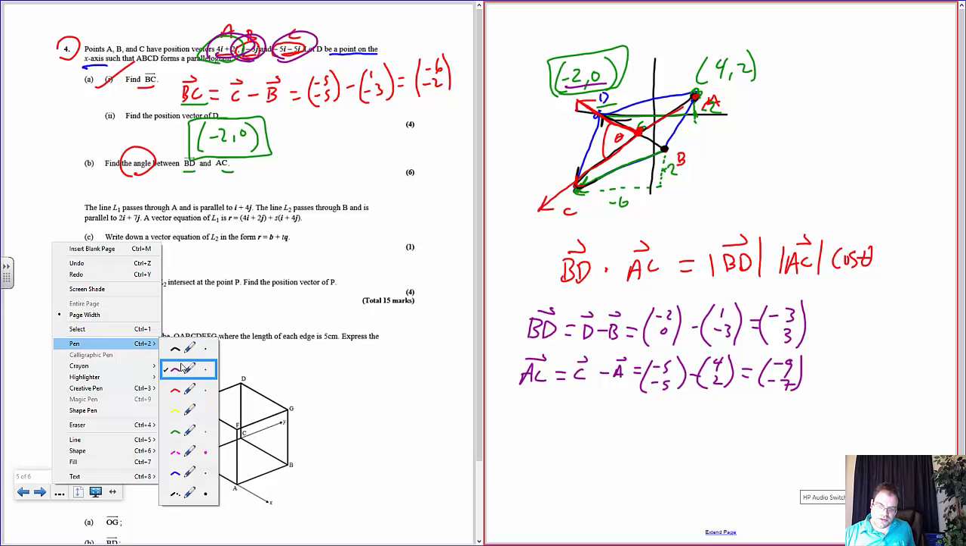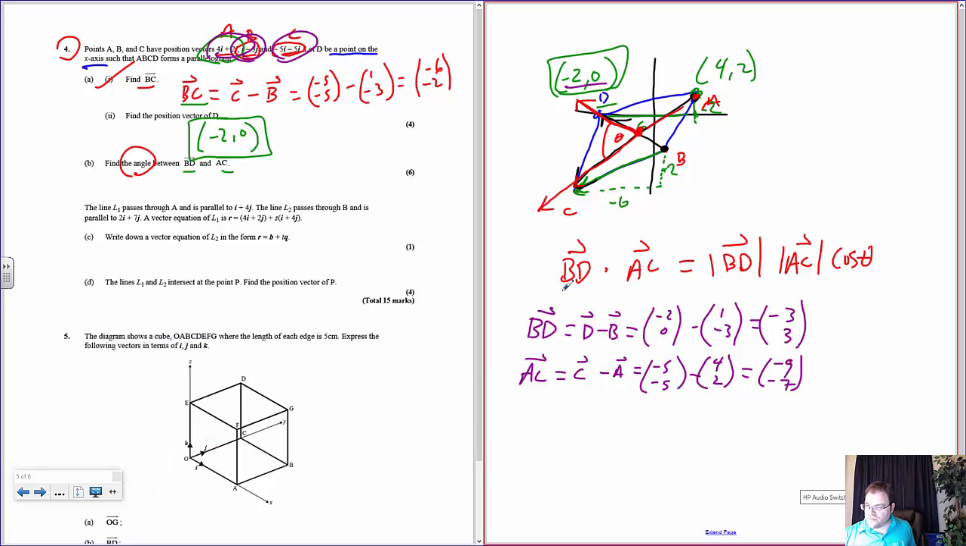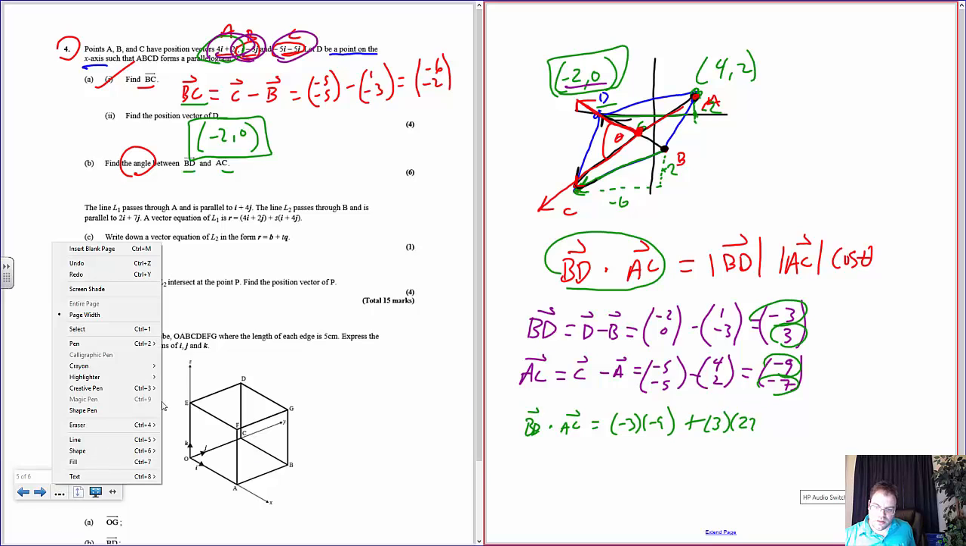And we're going to try to solve this equation. So I'm going to find the dot product of these two vectors. So the dot product of BD and AC is found by taking the x times the x on these. So negative 3 times negative 9. And adding the product of the y times the y, which is 3 times negative 7, excuse me.